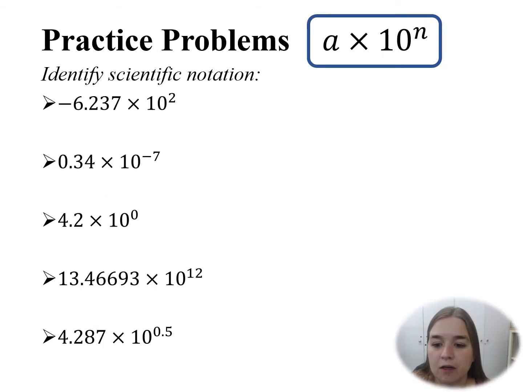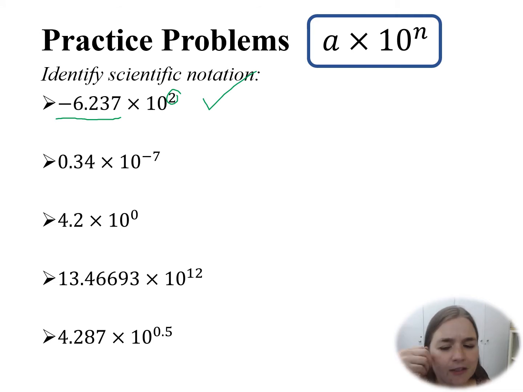So when we're looking at this here, we want to see which ones are in the form a times 10 to the power of n, where the absolute value of a is between 1 and 10, and n is an integer value. So if I look at this first one here, my a value, well, the absolute value of negative 6.237 is between 1 and 10. And the power here, positive 2, that's an integer. So this one here is in scientific notation.